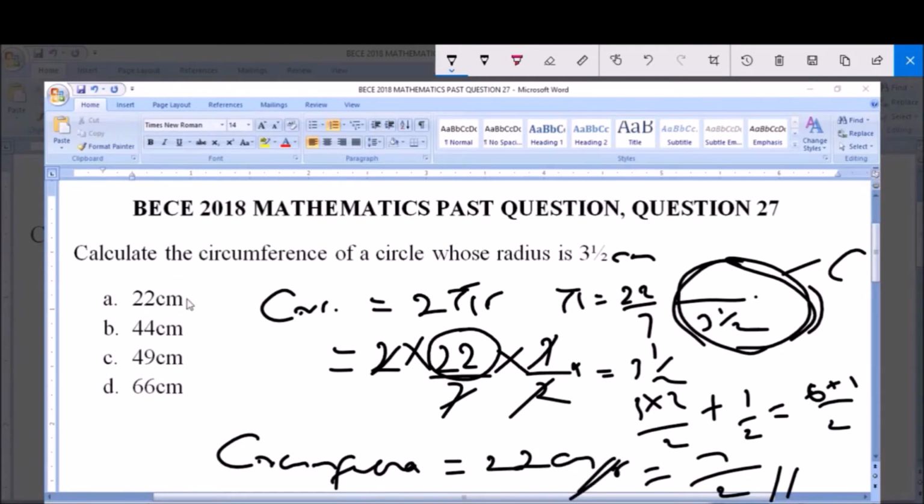Now from the options given here, option A corresponds to our answer, which is 22 centimeter. The rest are wrong. So our correct answer to this question is 22 cm. Remember, the formula is 2 pi r, and you can see how we apply the formula.